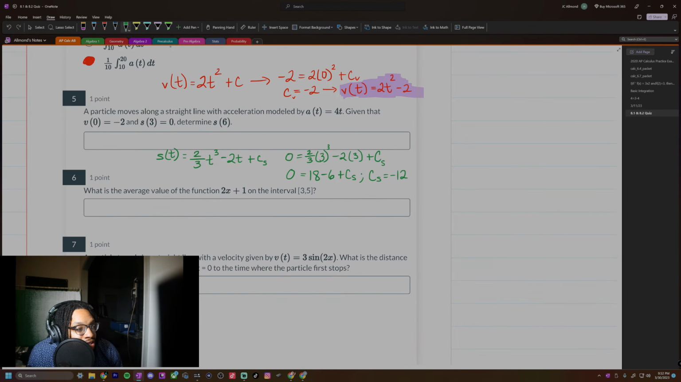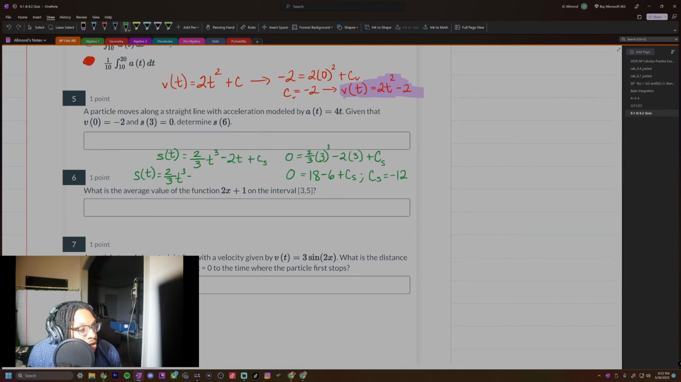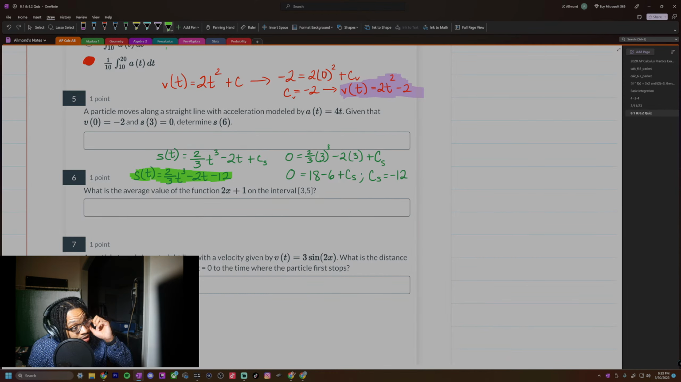Okay, so now that I have my c sub S, I can go ahead and say that S of t really equals 2/3 t cubed minus 2t minus 12. I'm going to highlight that one for you. So I had found my velocity function, and then I basically repeated the process to get my position function. Okay, and then they want S of 6. So just replace t with 6, and then we should have our answer.